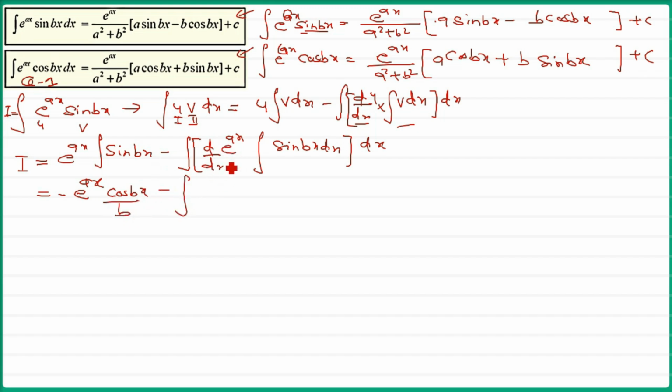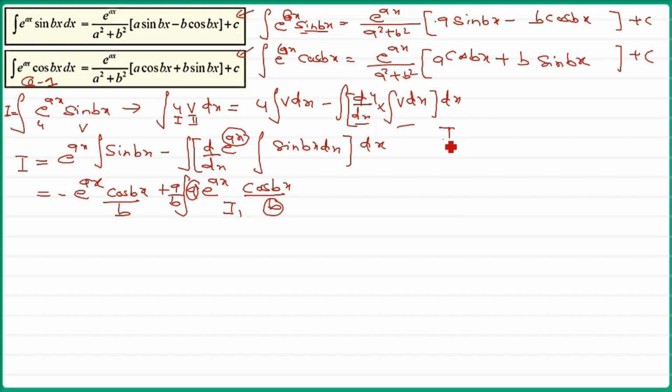Now d by dx of e raise ax, again e raise ax will come. Then differentiation for ax will also be done, so a will also come. Sin bx dx we have already done, it's negative cos bx by b. So just write this cos bx by b. And negative, you can just make this negative in front as positive. Negative becomes positive. So what we will do here, we will take this a and b, which are actually the constants, in front. Means it will be prior to the integration sign.